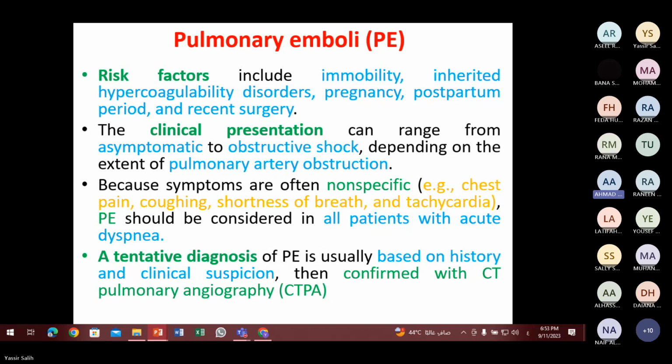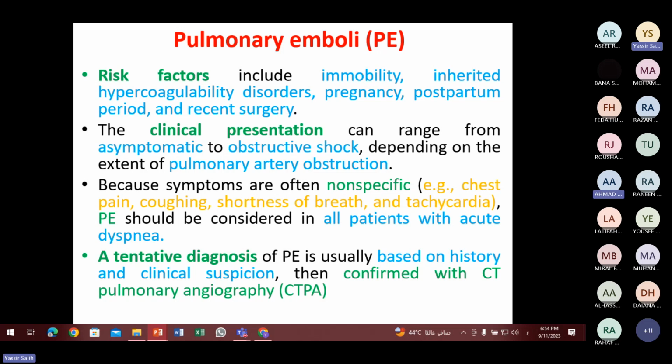Where is the pain? In the hand, in the chest, where is the pain in a patient with DVT? Is it the neck?